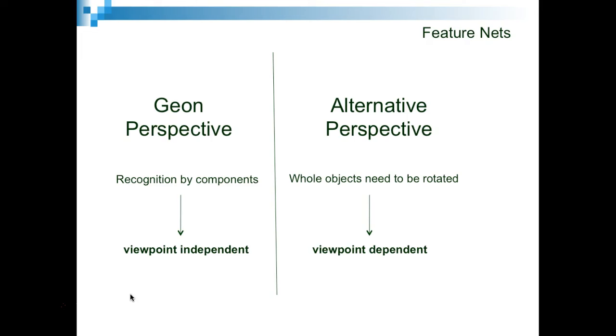I'd like you to understand that the Guion perspective is view independent. That's really important. And I'd like you to know the view dependent perspective, just as I've said it. And then critically, when we get to faces, you should understand that faces are the best example I can give you of viewpoint dependent objects.